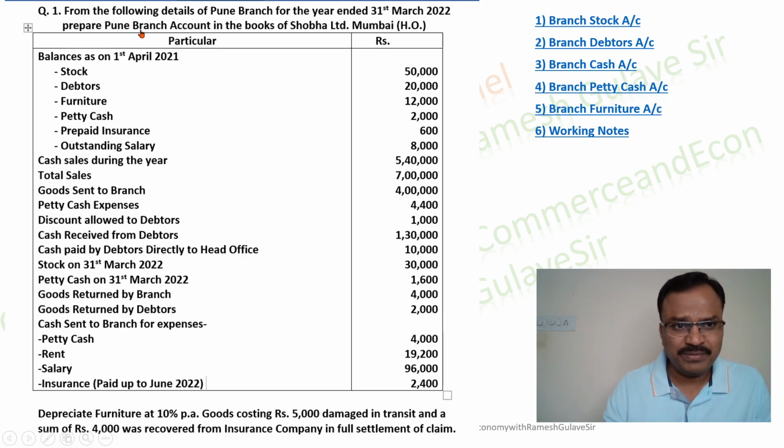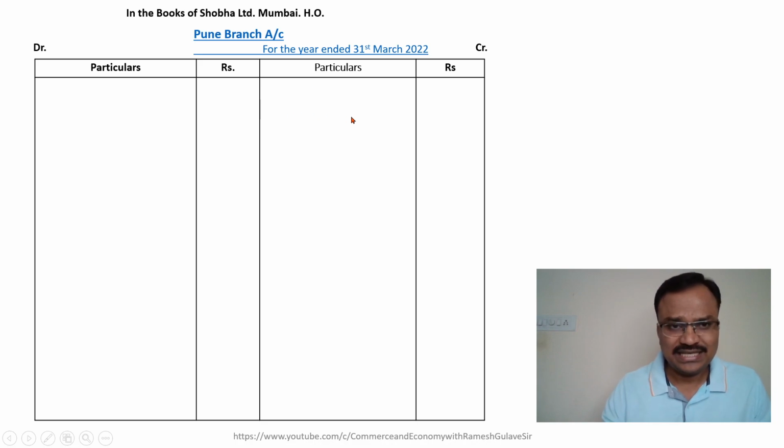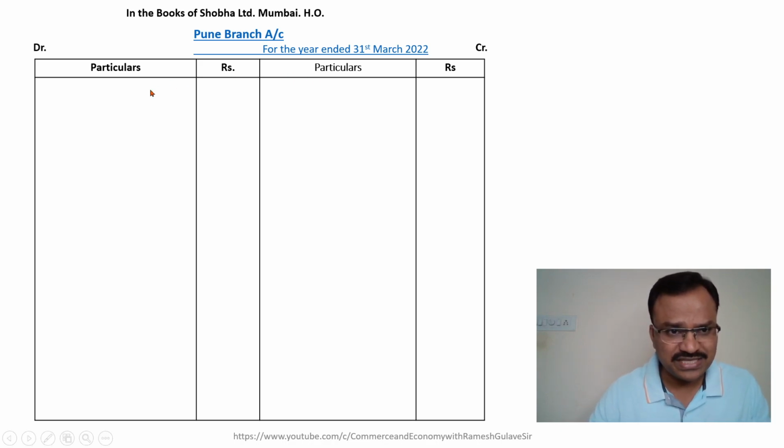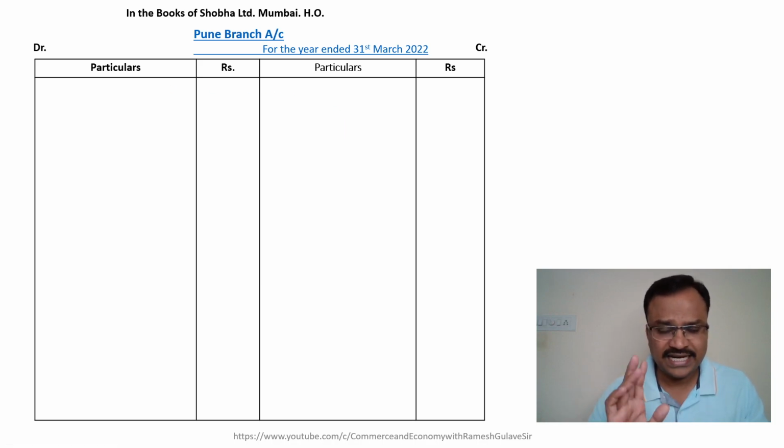So here we have to prepare Pune branch account for the year ended 31st March 2022 in this format. See, this is the format of branch account. In this format, we need to prepare the branch account. Debit side, credit side, particulars, rupees. One more important thing about account is that branch account is nominal account in nature. It means all the expenses and losses of the branch are recorded on the debit side, and all the incomes and gains of the branch are recorded on the credit side.